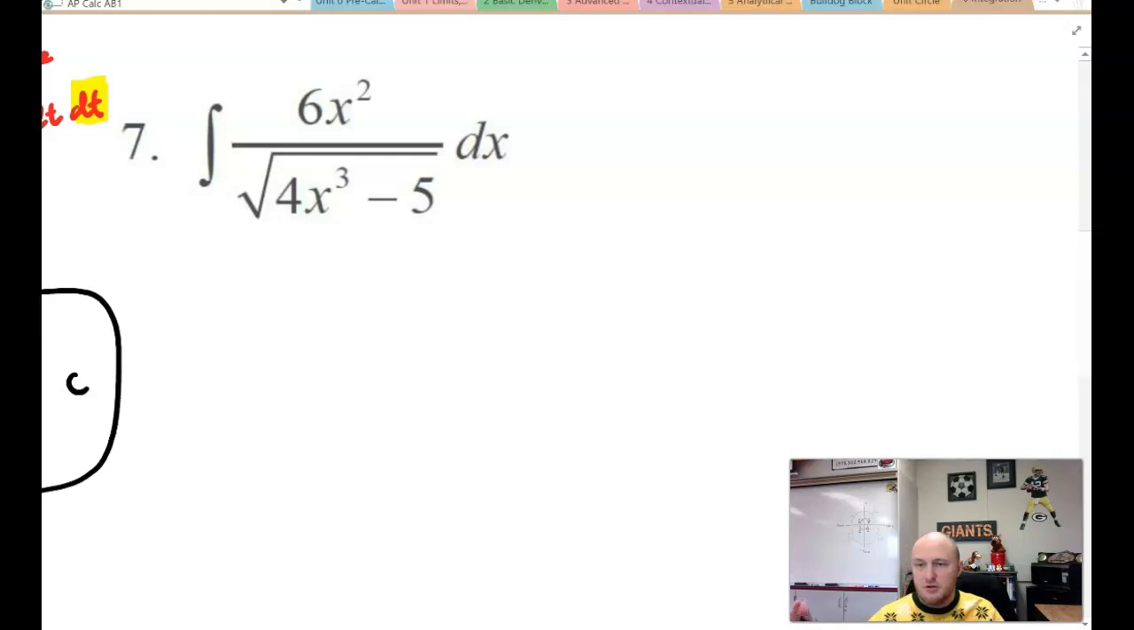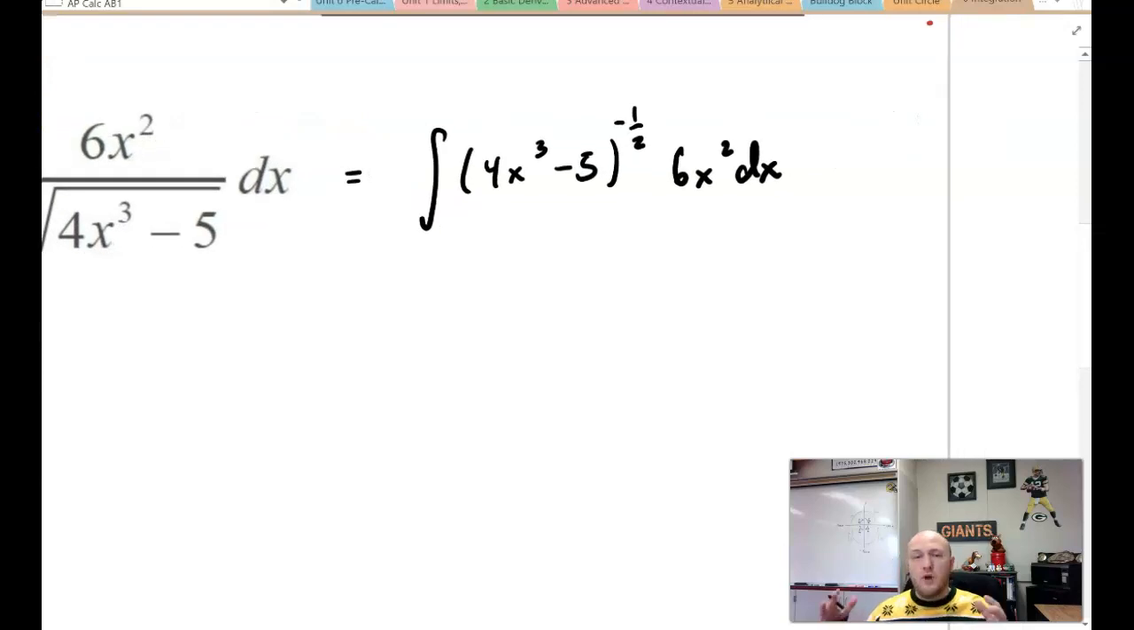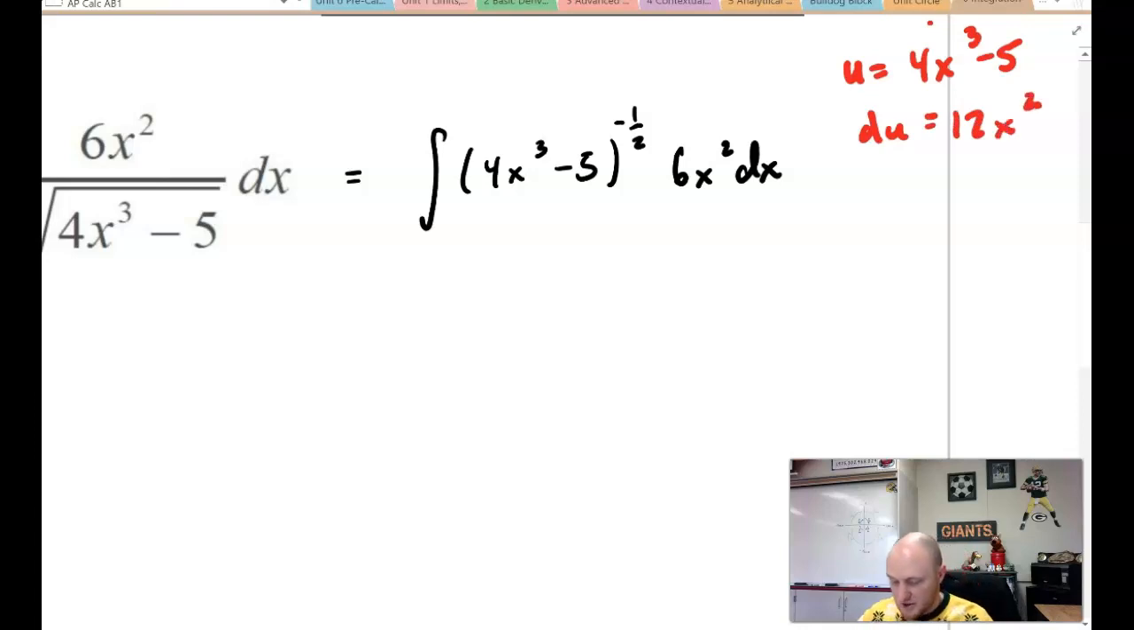Whenever I have a function over another function, what I recommend doing is just going ahead and bringing it up. So I'm going to call this the integral of (4x cubed minus 5) to the power of negative 1/2, times 6x squared dx. Whenever you encounter this situation, especially with a radical in the denominator, go ahead and say, hey, my denominator is going to be u. u is equal to 4x cubed minus 5, and then the derivative of that is 12x squared, and I'll add on a dx.